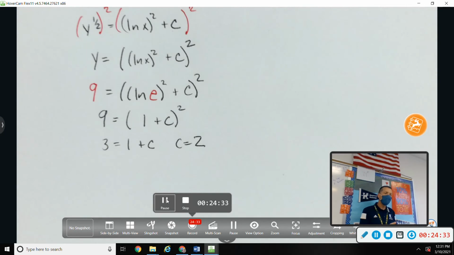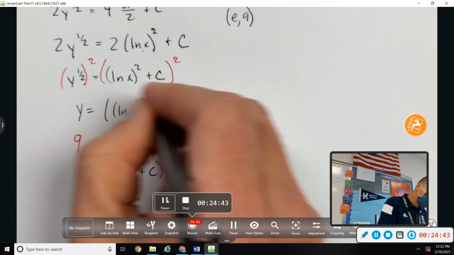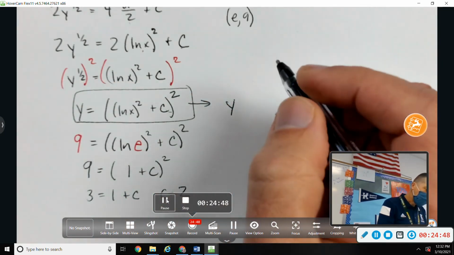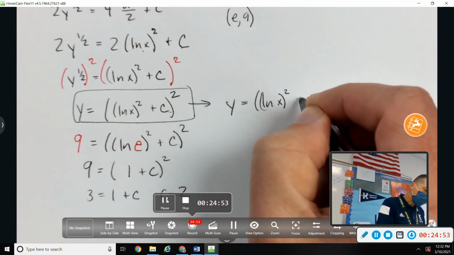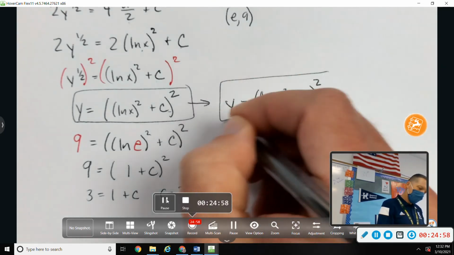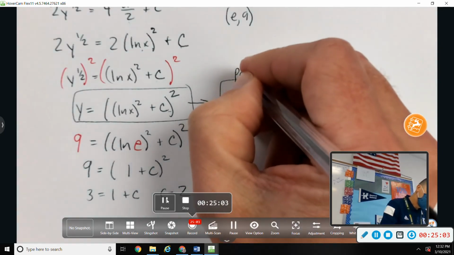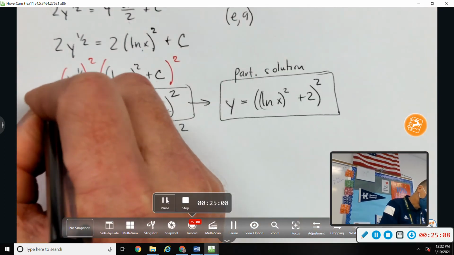Now, be careful when we plug it back in. We messed around with C a little bit, so we better pick the right spot to plug C back in. I think it was when we solved for y, that's the C that we want. So y equals natural log of x squared plus 2 squared. There's our particular solution, as opposed to our general solution.